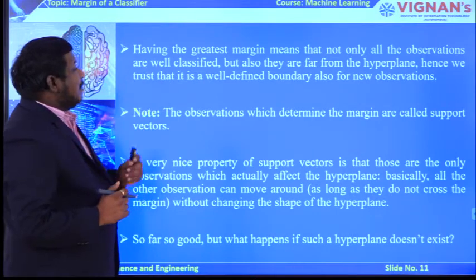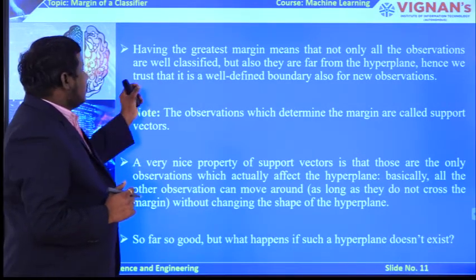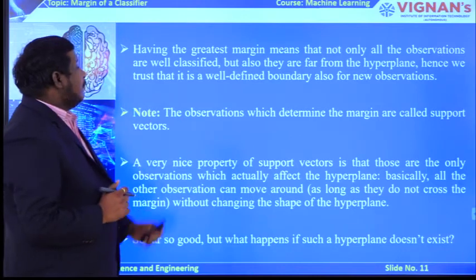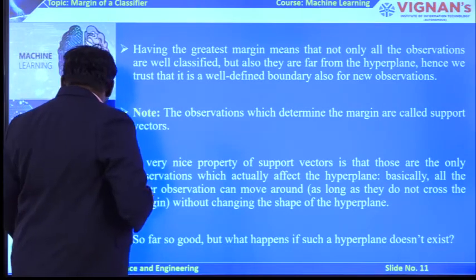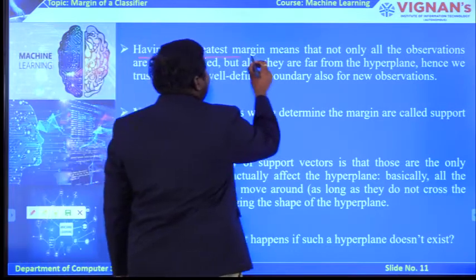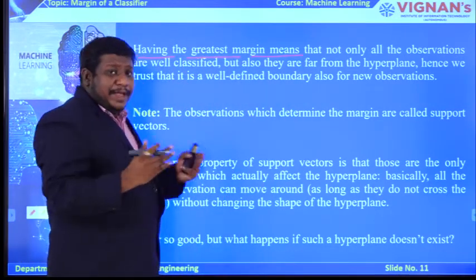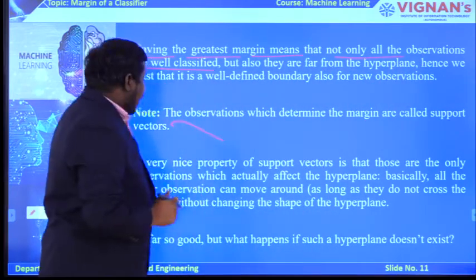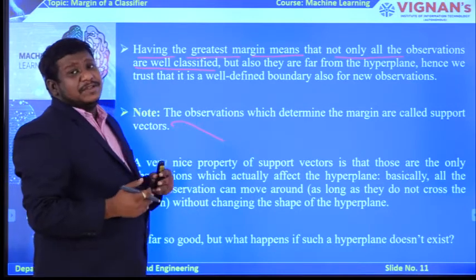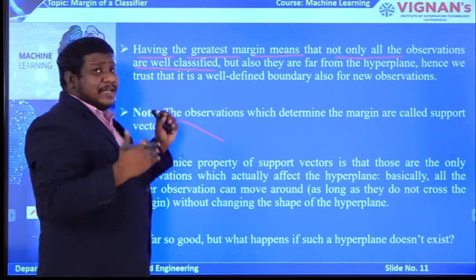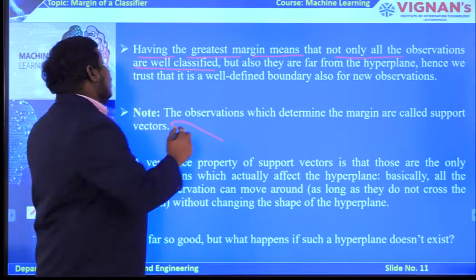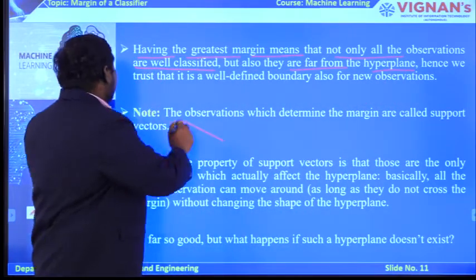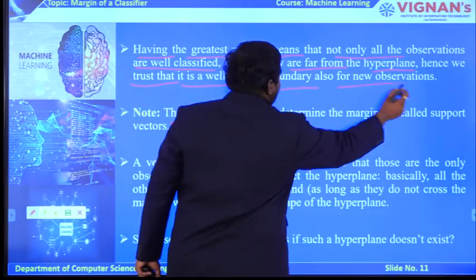Similarly, having the greatest margin means that not only are all the observations well classified, but they are also far from the hyperplane. Hence, we trust that it is a well-defined boundary also for new observations. So remember these two points. When the margin is high between the variables, it is a sign that the classification of the data has been done in a perfect way. Also, they are very far from the hyperplane. Hence, we trust that it is a well-defined boundary also for new observations.